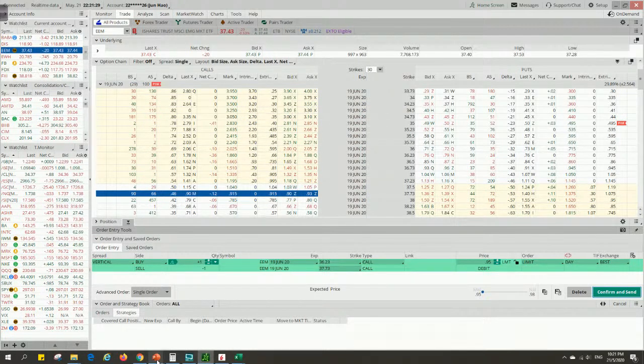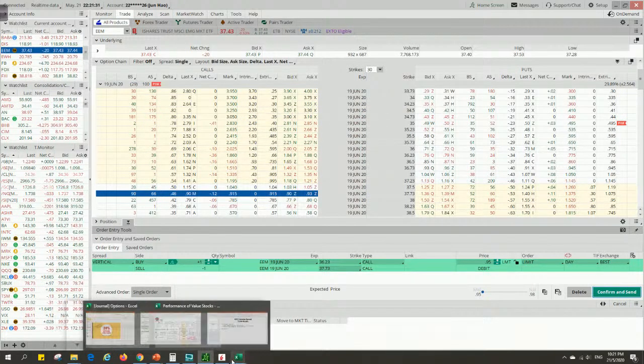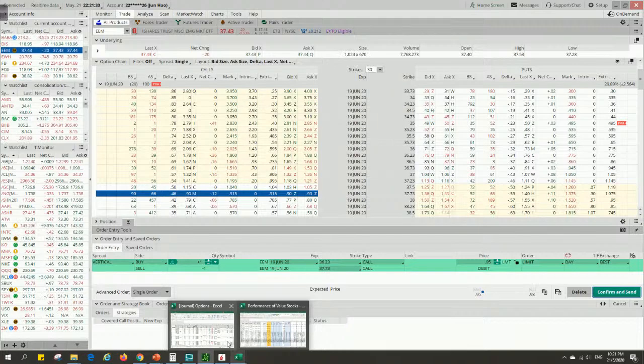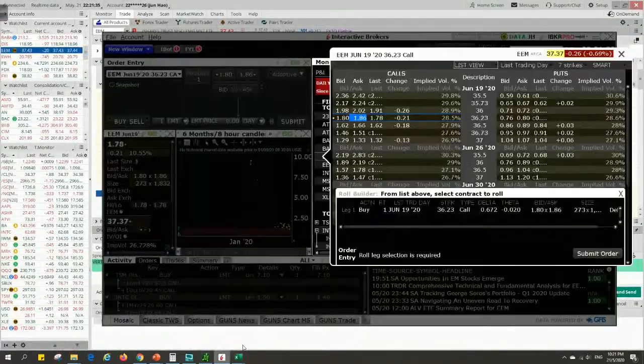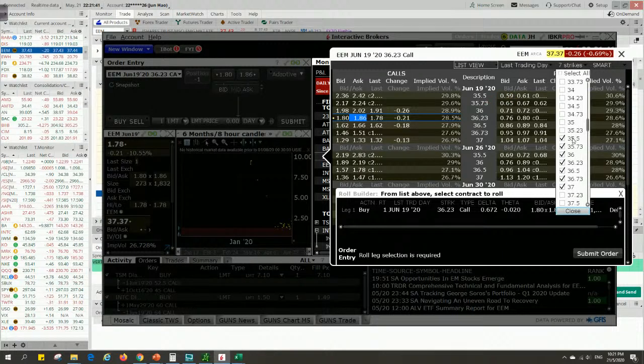So as an option trader, you have to pay close attention to the stock prices of your positions, and monitor them and manage them when needed, right?